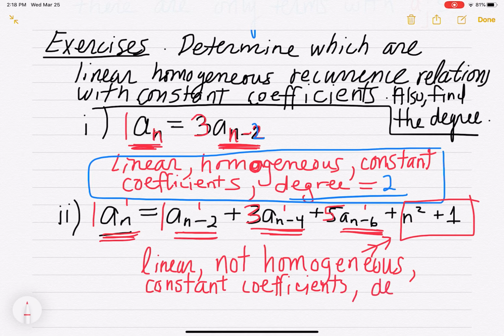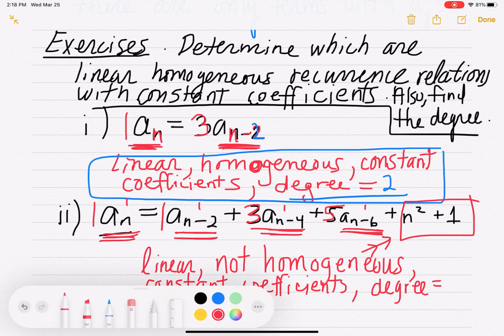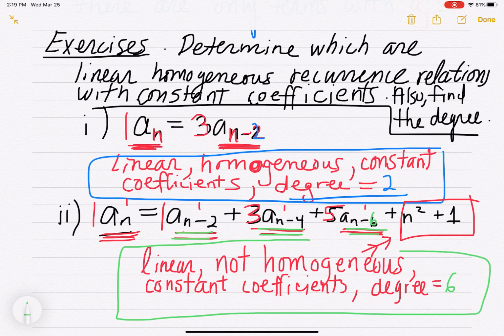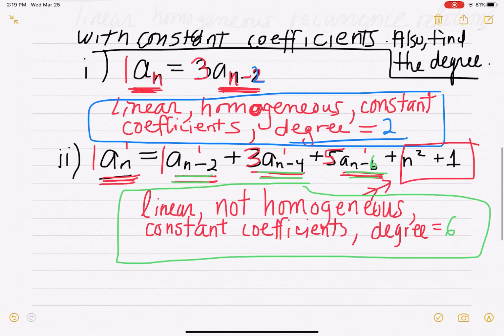And the degree here is going to be 6. Why 6? Well, when you look at the a_j's, this one counts all the way down to a_(n-6) right here. So the degree is going to be 6. So we have a linear recurrence relation, constant coefficients of degree 6, but it's not homogeneous.